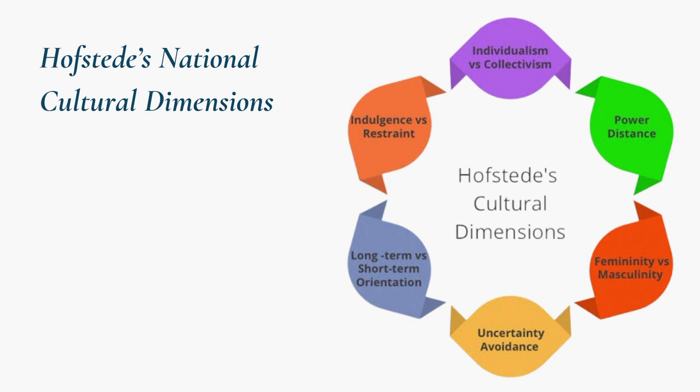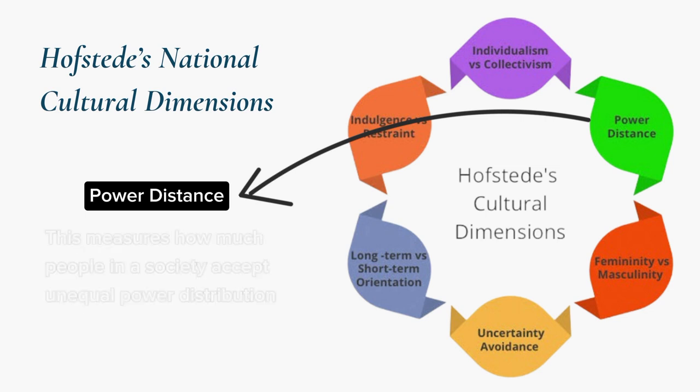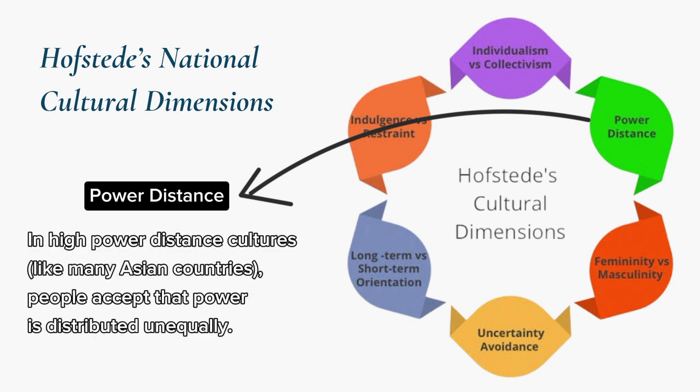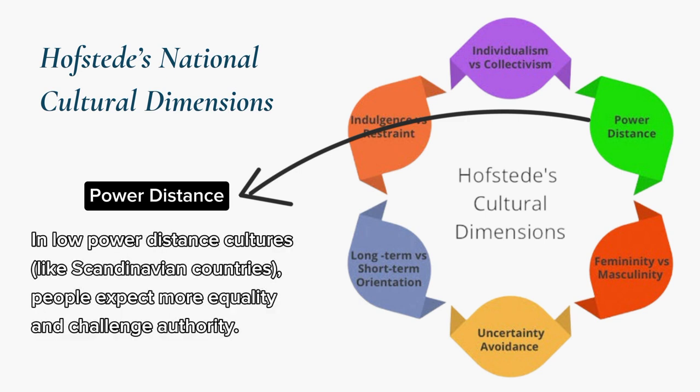The second one, power distance. This measures how much people in a society accept unequal power distribution. In high power distance culture like many Asian countries, people accept that power is distributed unequally. In low power distance culture like Scandinavian countries, people accept more equality and challenge authority.